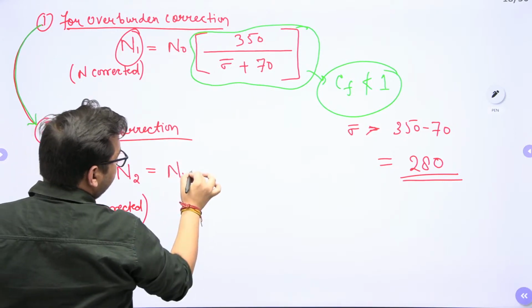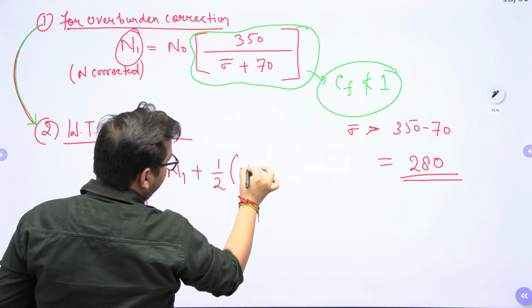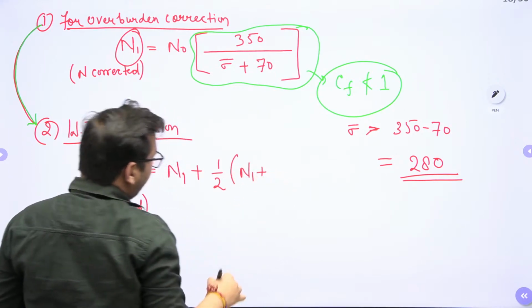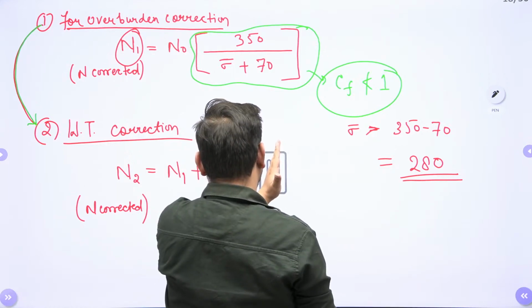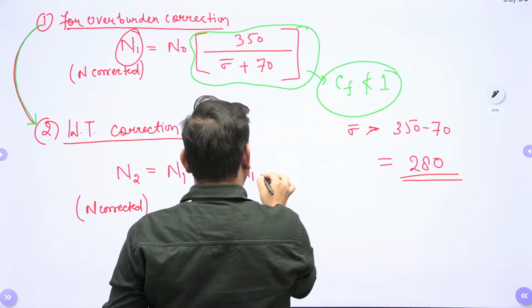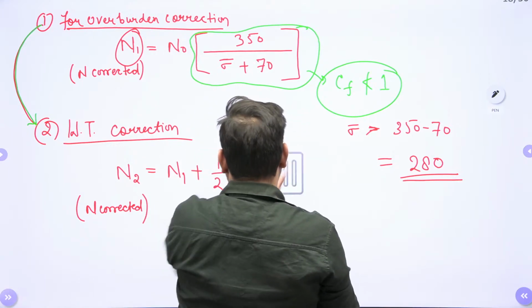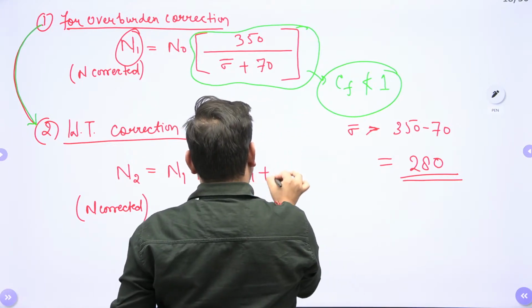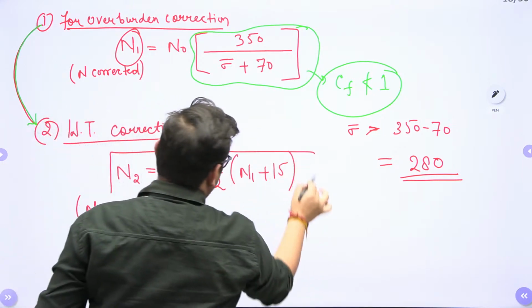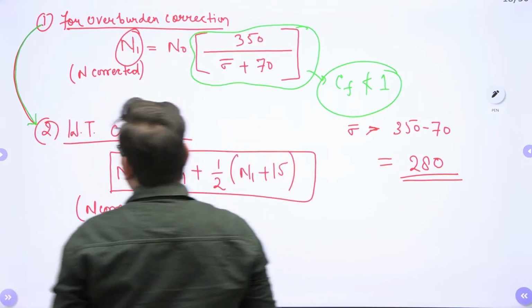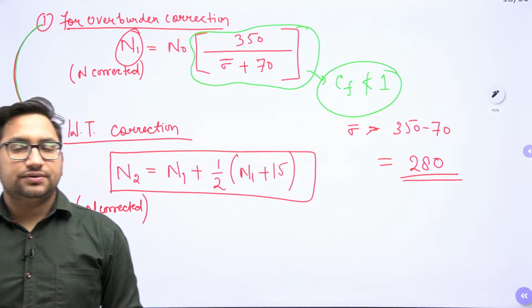N1 plus half of N1 plus 50. This will be the correction for water table, that is the N2 value, right?